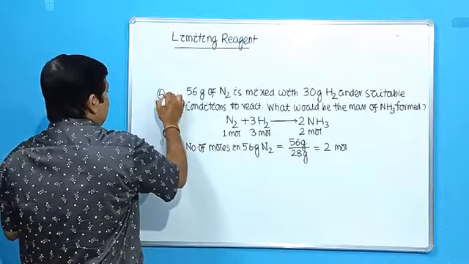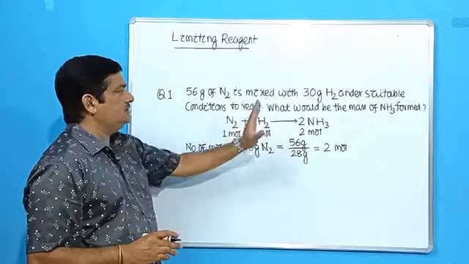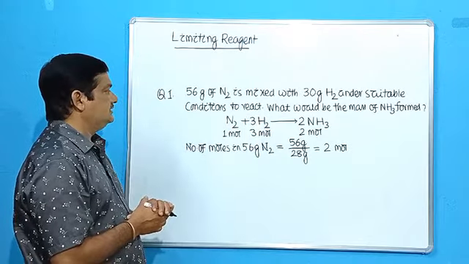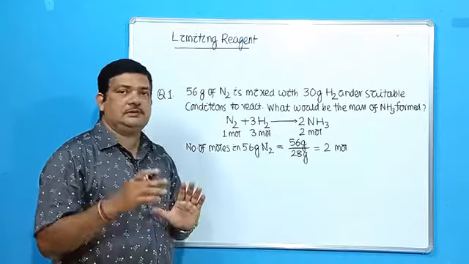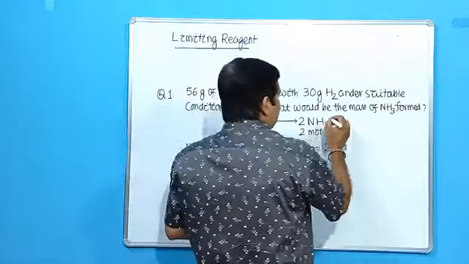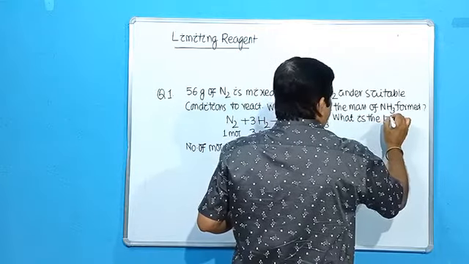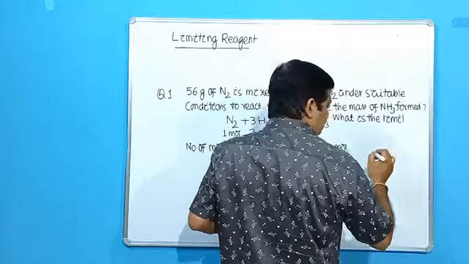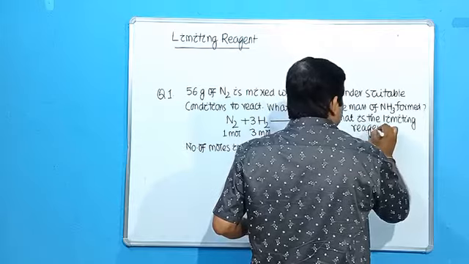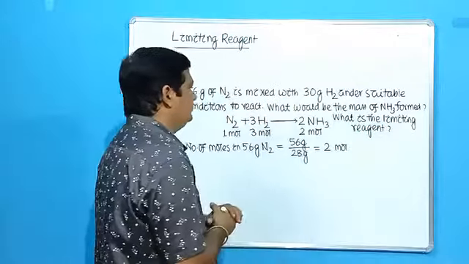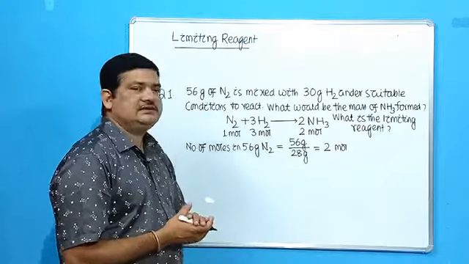So suppose to the same question which we discussed last, I am adding one more bit. Same question, 56 gram of nitrogen is mixed with 30 gram of hydrogen under suitable conditions to react. What will be the mass of ammonia formed? We have already calculated. The mass will be 4 moles. That means 68 grams. So I am adding one more bit. What is the limiting reagent in this reaction? So the same question with one more bit added, that is, what is the limiting reagent in this reaction.